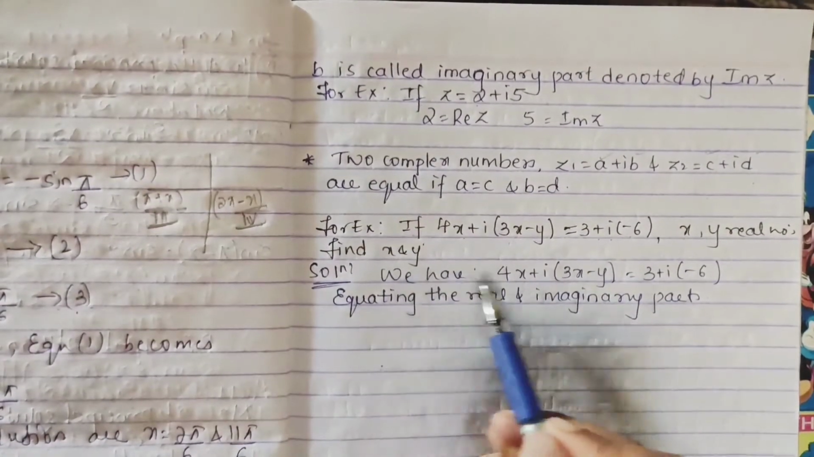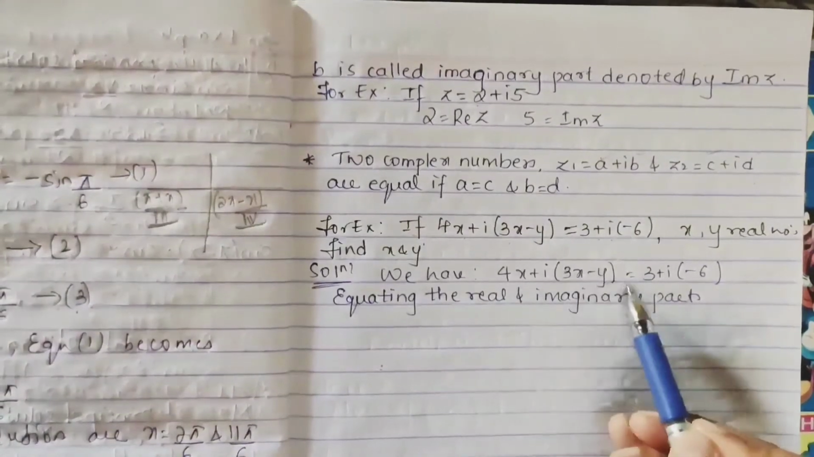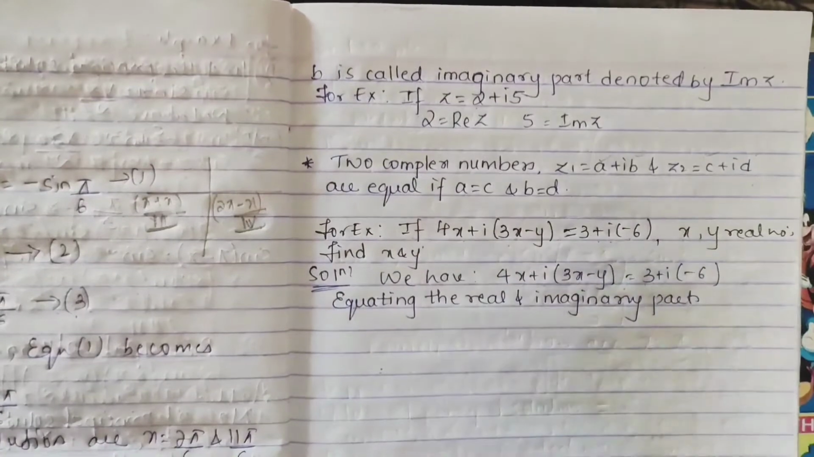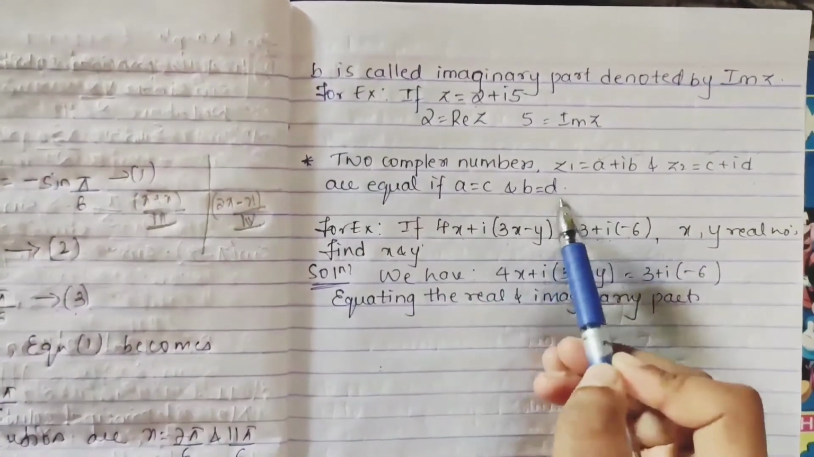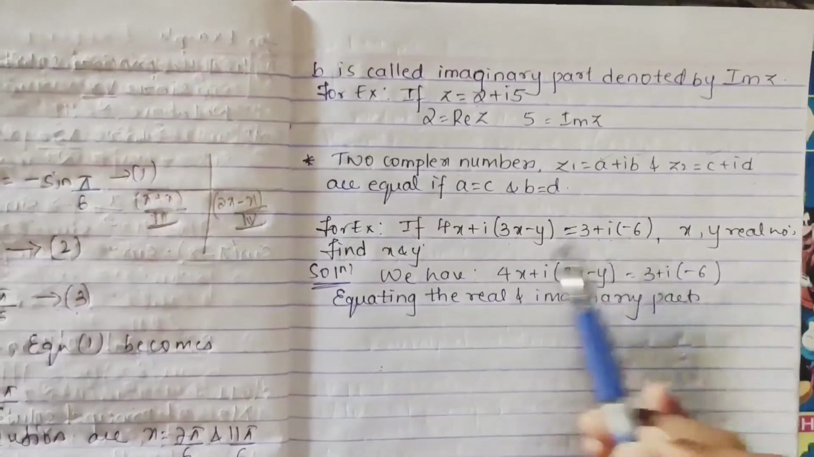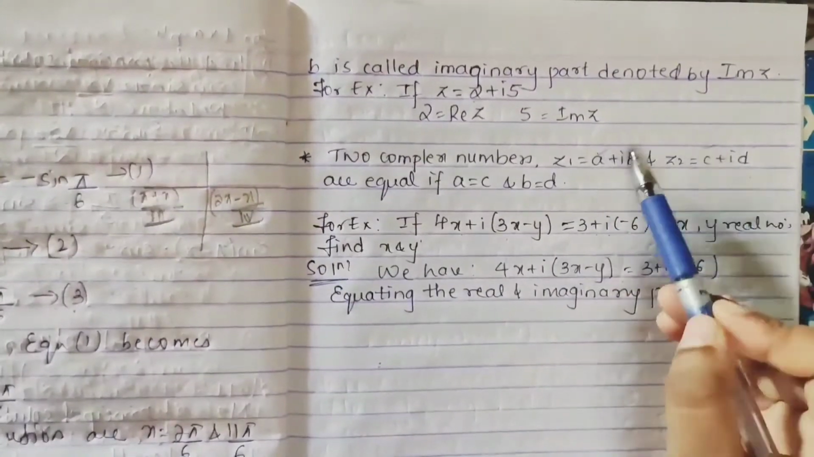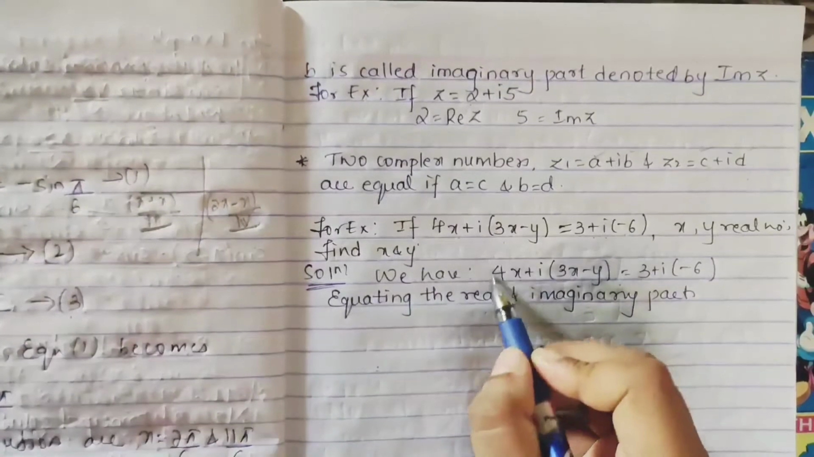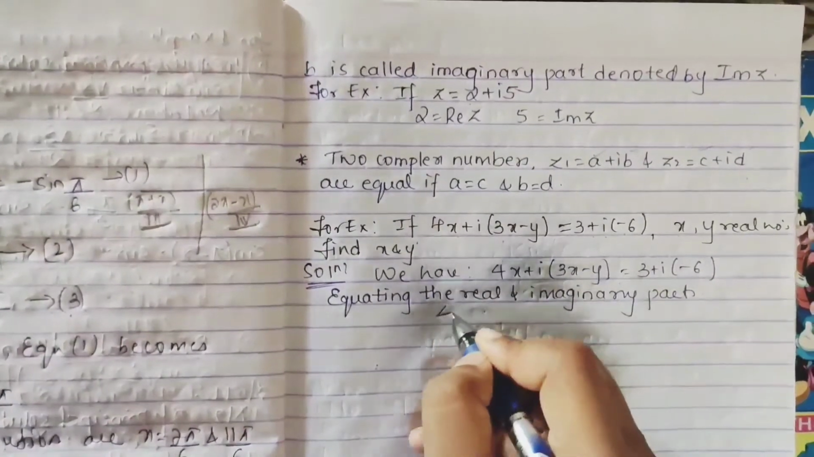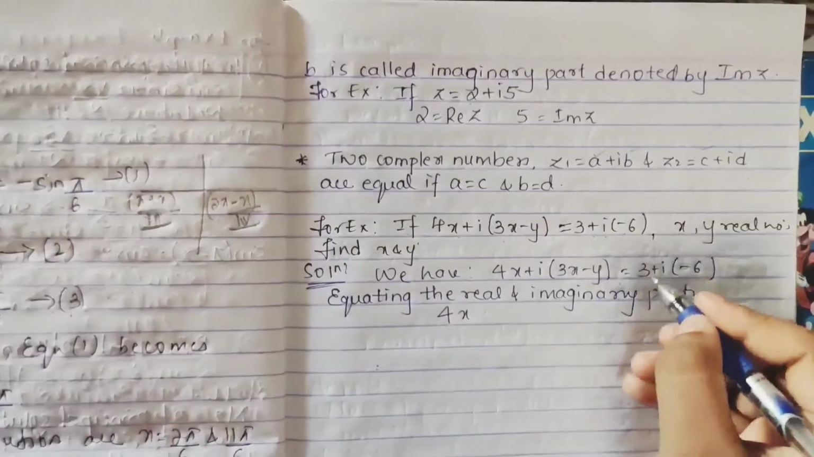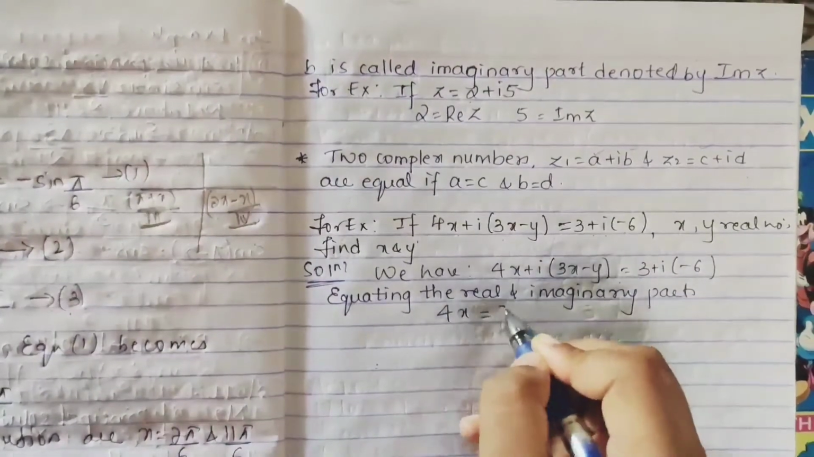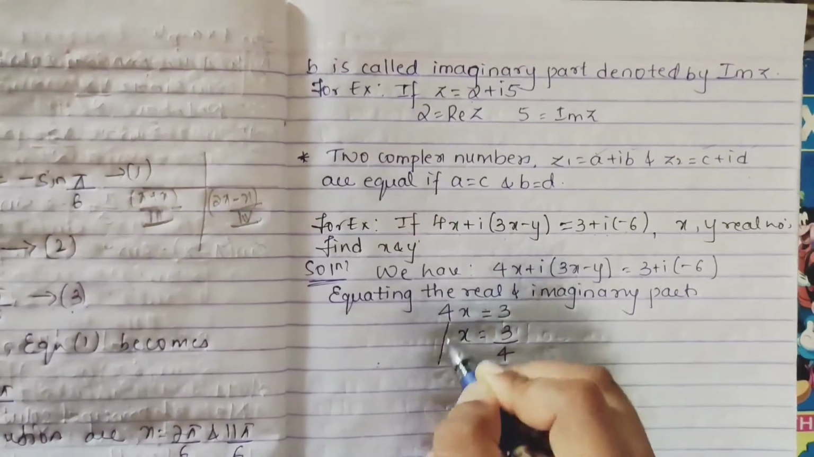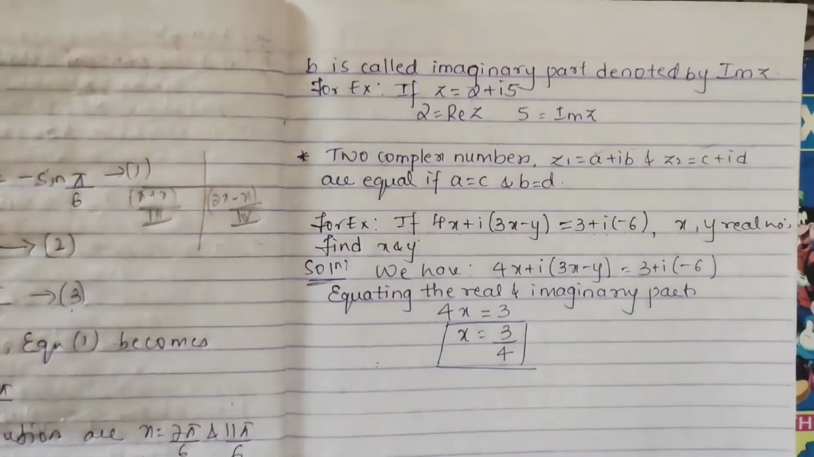So here what we have to do, we have 4x plus i of 3x minus y is equal to 3 plus i of minus 6. Now according to this, a is equal to c, b is equal to d. a and c are real numbers only, right? See, here real numbers, b and d are imaginary. So equating real and imaginary parts. Here the real number is 4x and here the real number is 3. So 4x is equal to 3. So x I get 3 by 4, right? The x value I have got is 3 by 4.